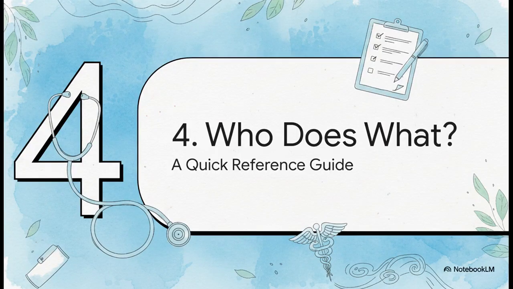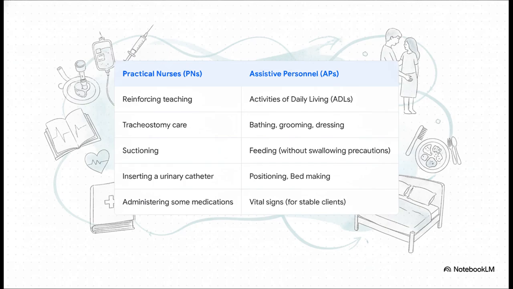Okay, so we've hammered out the theory. Now let's make it super practical. Think of this next slide as your quick and dirty cheat sheet for who typically does what on the unit. You can see the pattern pretty clearly here, right? Look at the PN column. It's more complex, more technical stuff. Trach care, suctioning, checking tube patency, things that require a licensed skill set. Now look at the AP column. This is the foundational hands-on care. Activities of daily living, or ADLs, for our stable patients. This is a great table to study from to really get those patterns down.